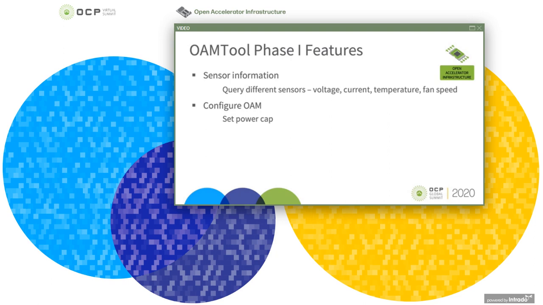Configuring modules will be limited to privileged users. All monitoring features will be available with user privilege. For phase 1, we have one feature where the OAM maximum power cap can be set.